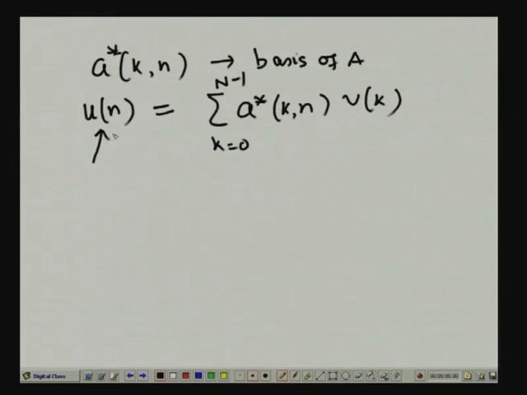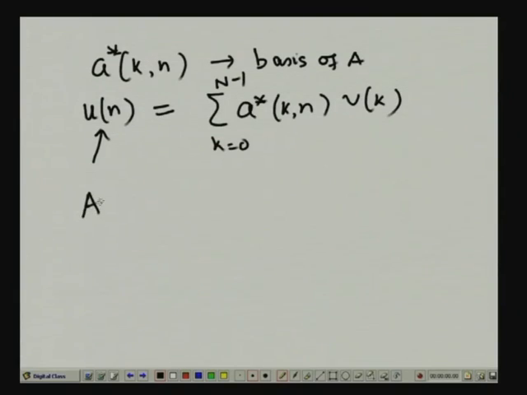So, this vector u n has been represented as a series summation of a set of basis vectors. Now, if this basis vector has to be orthogonal or orthonormal, then what is the property that it has to follow? So, if we have a set of basis vectors, and in this case we have said that the columns of A star transpose form the set of basis vectors. So, if I take any two columns and take the dot product of those two columns, the dot product is going to be 0.